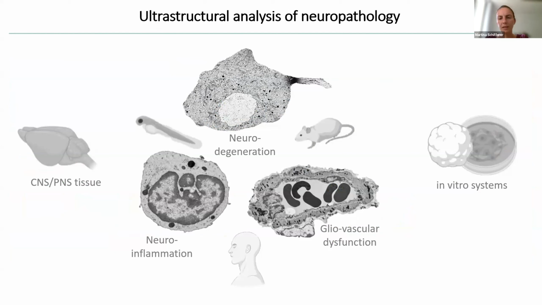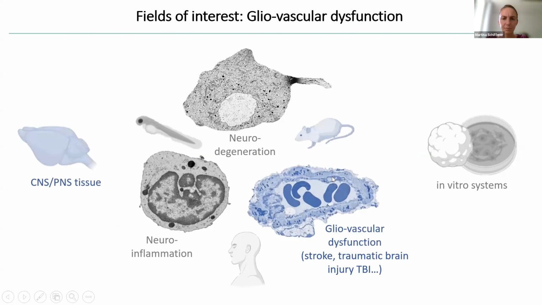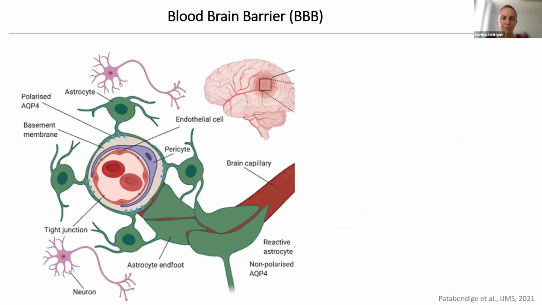And in the project that I will introduce to you now, we were interested in gliovascular dysfunction, namely the leakiness of the blood-brain barrier. And this can happen during stroke or, for example, also traumatic brain injury, which serves as a model system in our hands. So just briefly to introduce the blood-brain barrier.